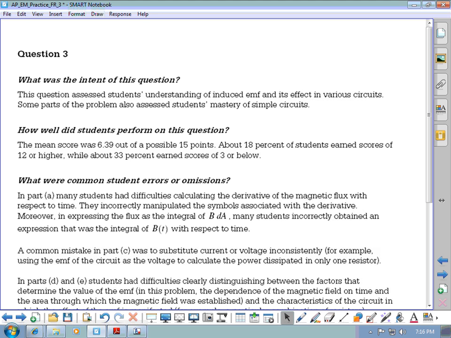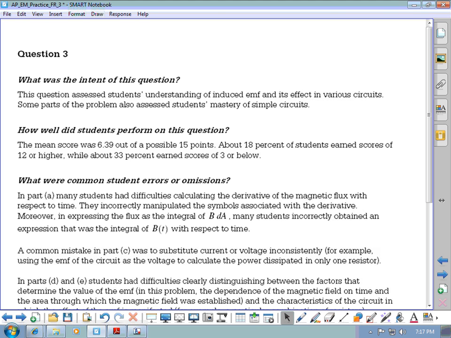A common mistake in part C was to substitute current or voltage inconsistently. For example, using the voltage of the circuit as the voltage to calculate the power dissipated in only one resistor. Again, not recognizing that you had half the voltage across the light bulb. That was a big deal.